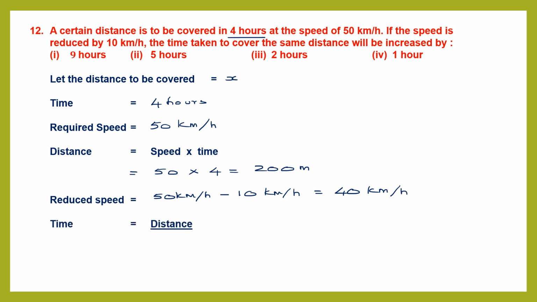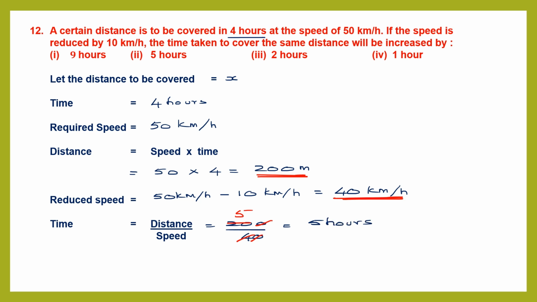Then the time, now we can find with the formula distance by speed. That is, distance is 200 meters. We're going to use this. So distance is 200 meters. And the reduced speed we just found is 40 kilometers per hour. So now we can find the time. So let's cancel whatever we can. Now, if you cancel here, you get 4 5s are 20. So the time here is 5 hours.